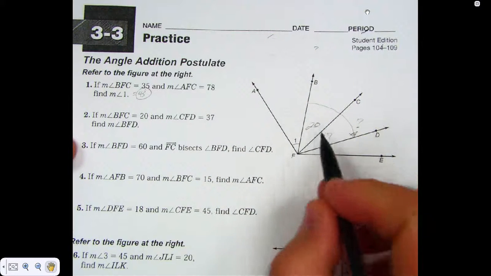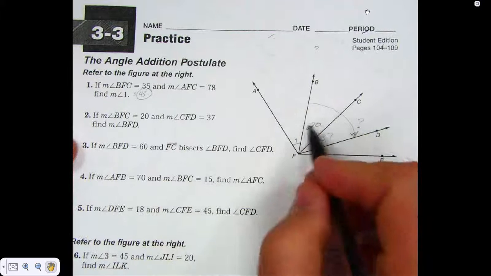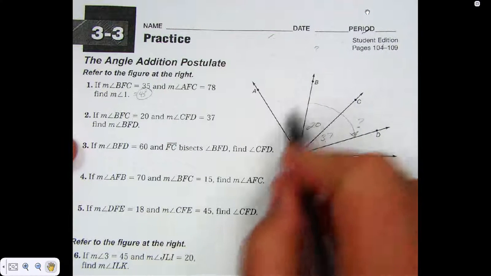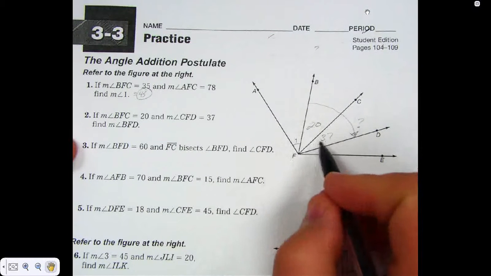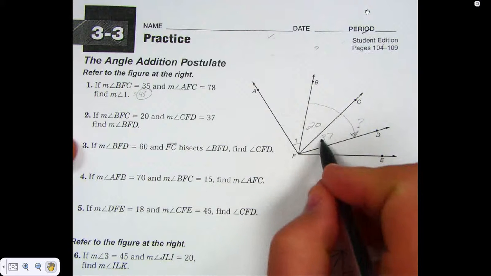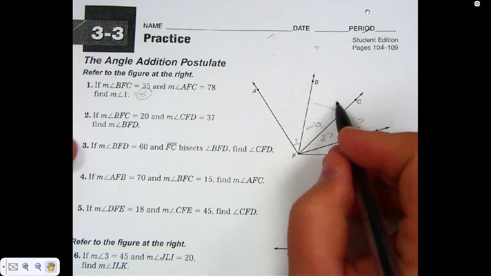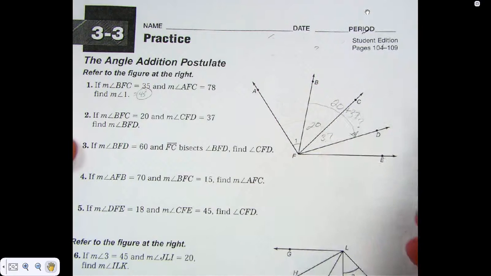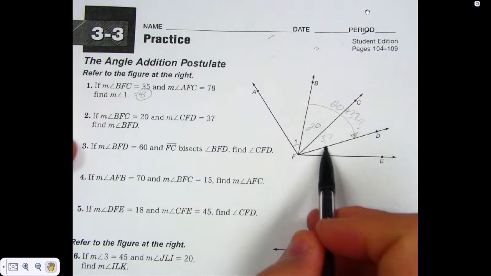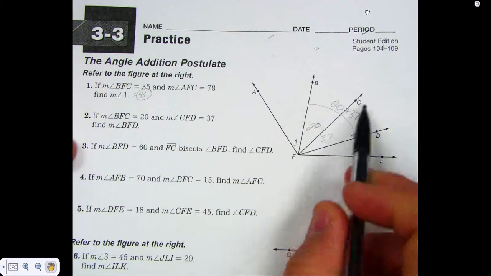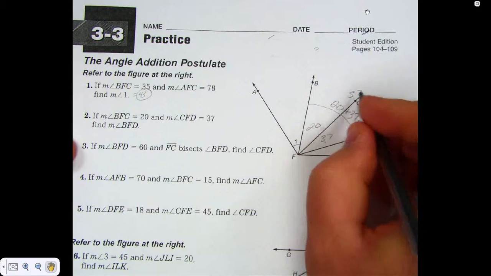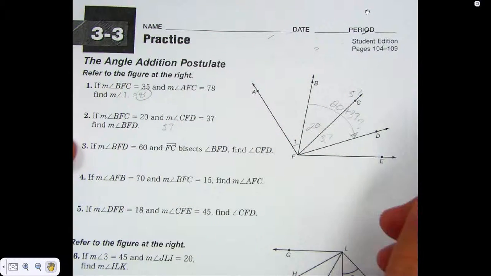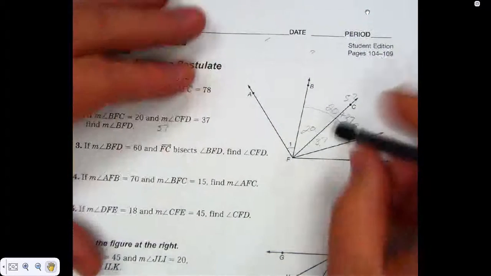Well, how's this one different? Instead of giving me the whole thing and one of the two smaller parts, they gave you the two small parts. So this whole thing would have to be 20 plus 37. It's like saying I walked 20 feet and walked another 37. How far did I walk? 57. Not so bad, is it? Any questions there? You okay?